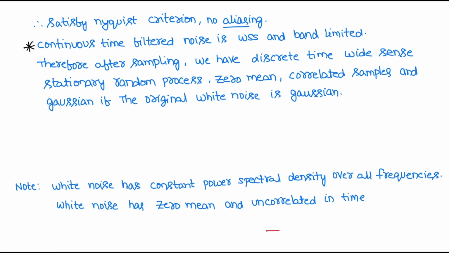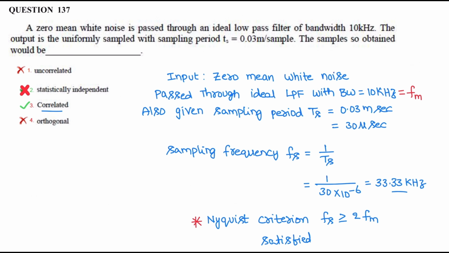See the note point. White noise has constant power spectral density over all frequencies. White noise has zero mean and is uncorrelated in time. When this uncorrelated white noise is passed through an ideal low pass filter with sampling frequency greater than the Nyquist rate, then the samples are correlated with each other. Correct answer is option 3.